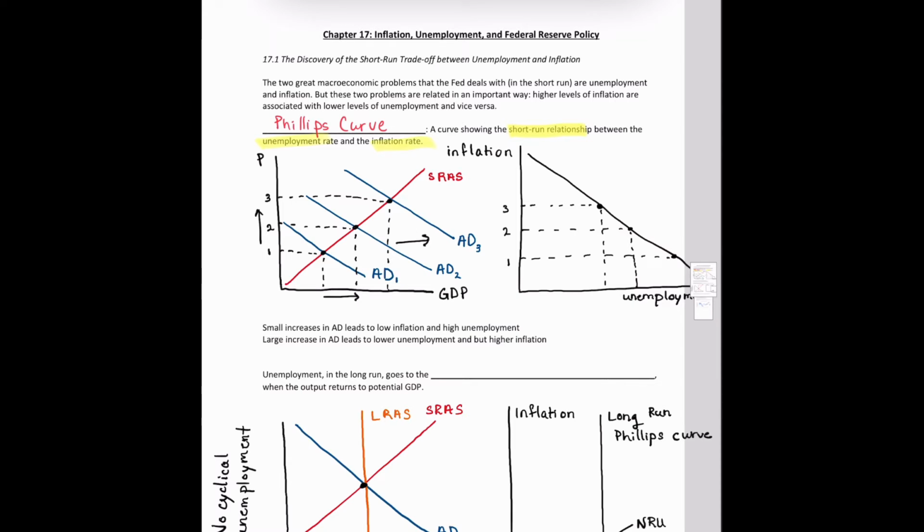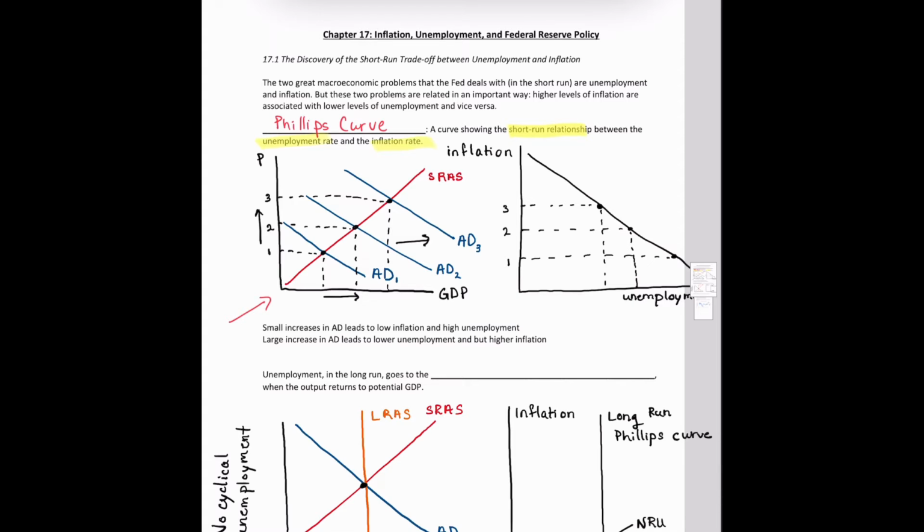On our y-axis, we have the inflation rate, and our x-axis, we have the unemployment rate. So if we think back to our aggregate demand, aggregate supply model, which we're showing right here in this graph, we have an upward sloping SRAS curve, and we have a downward sloping aggregate demand curve. So we can see if there was a small increase in aggregate demand, it leads to low inflation and high unemployment.